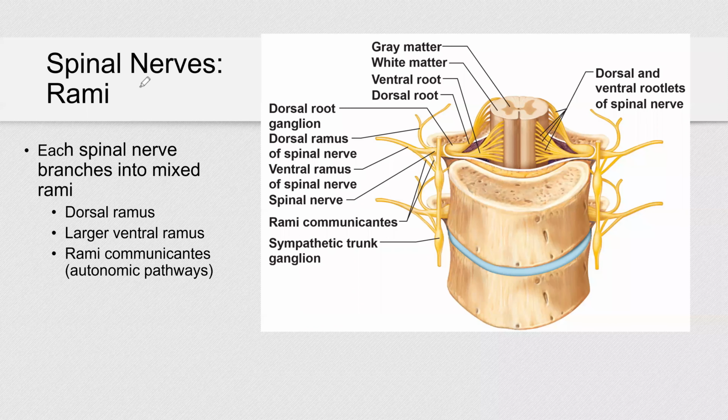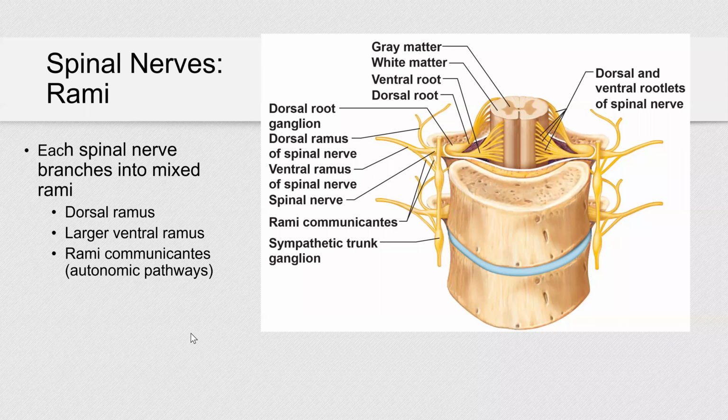But we're gonna talk about spinal nerves. And as I already said, you have the spinal cord that is a part of CNS, central nervous system, and we have roots. We have ventral and dorsal roots, and those roots then form your spinal nerve, and then it branches into rami. So we have ventral ramus and dorsal ramus, and ventral ramus is the larger ramus. So here, each spinal nerve branches into mixed rami, dorsal ramus and larger ventral ramus, and rami communicantes are right here, and those are part of the autonomic nervous system. You see, it's connected to the sympathetic trunk. Now, mixed means they're gonna carry both sensory and motor information. All spinal nerves are mixed nerves.